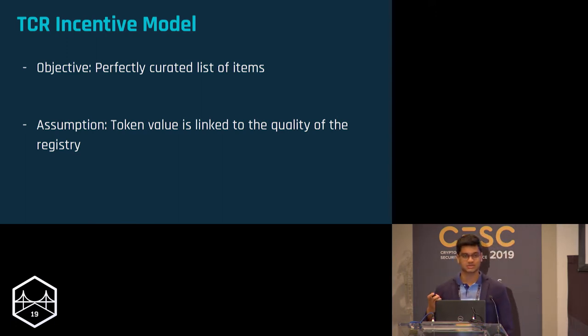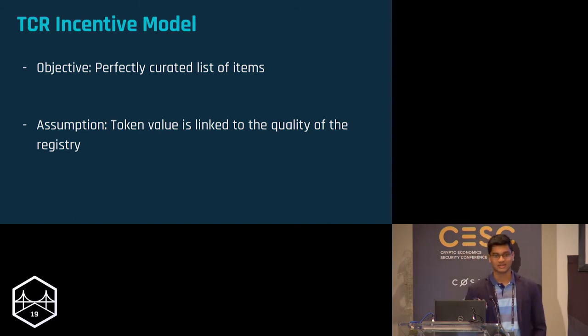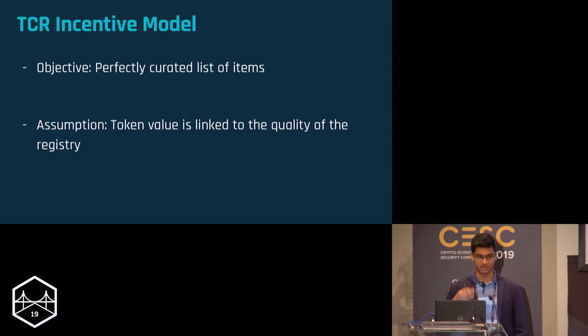And the basic assumption with all TCRs is that the token value itself is linked to the quality of the registry. It should really depict what it claims to depict. If it says top 10 restaurants, the closer it is to depicting these top 10 restaurants, the higher its token value will be. That's the assumption we'll go with.